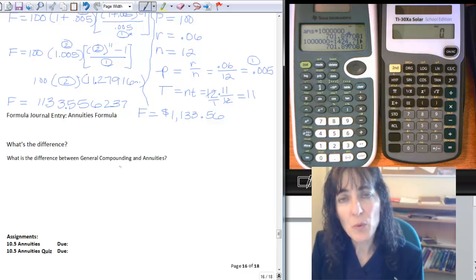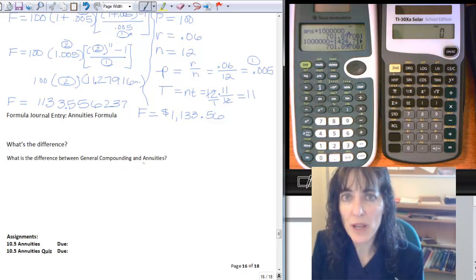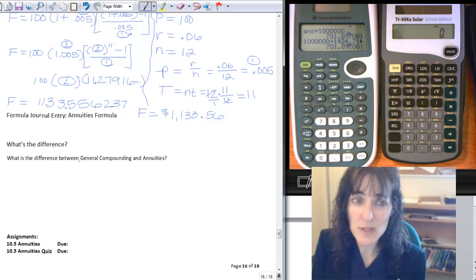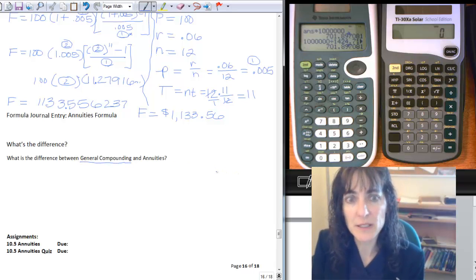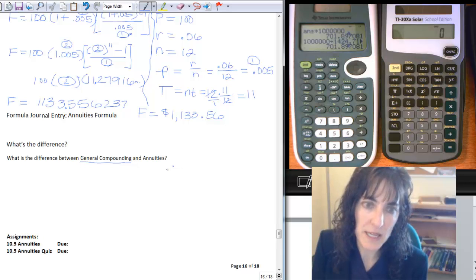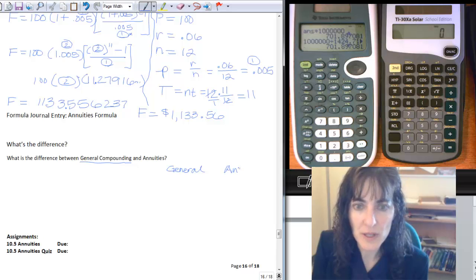We'd like to talk about what's the difference, because now that we have a new formula, we need to figure out how it's different from other formulas. And the one that it's closest to is the general compounding formula. So I'd like to find the difference between those two. So we'll say general and annuities.